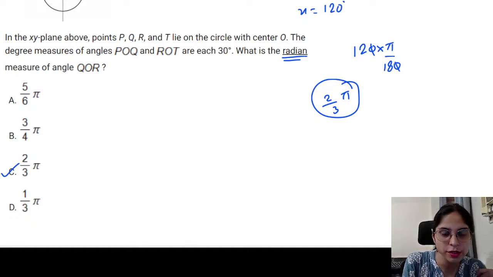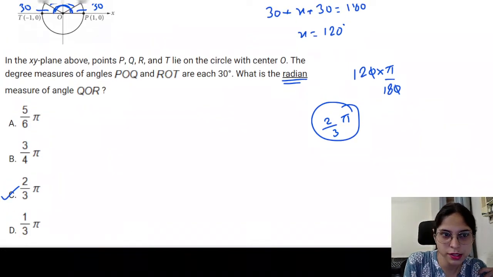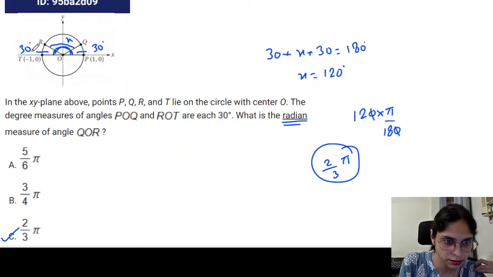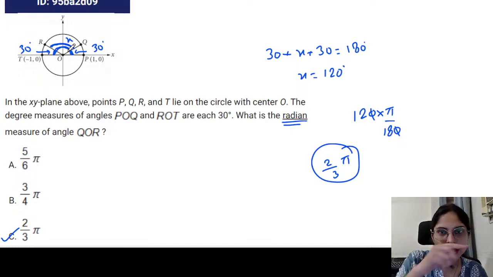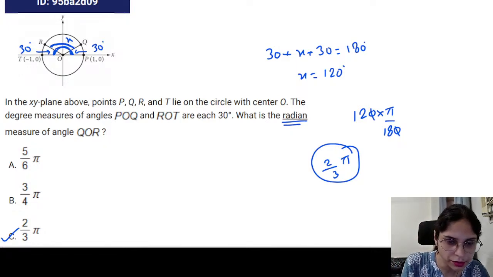Alright. So here first thing we are using is that in the diagram, angle POQ is given as 30, angle ROT is given as 30, and they are asking us to find ROQ, so let's call it x. So sum of these three angles is going to be 180 degrees because they all are forming on the line. And that was all about it.